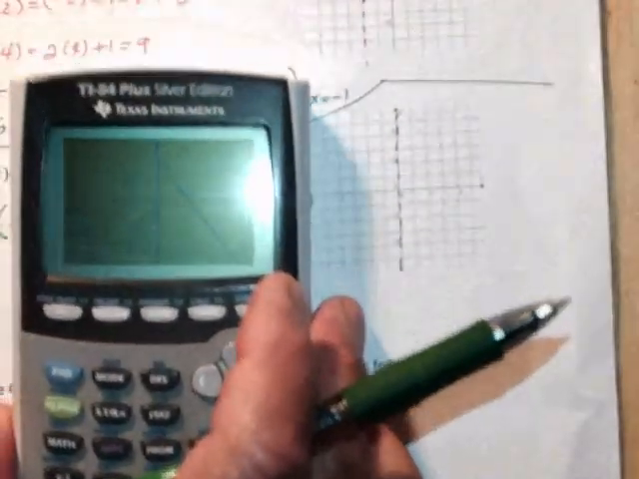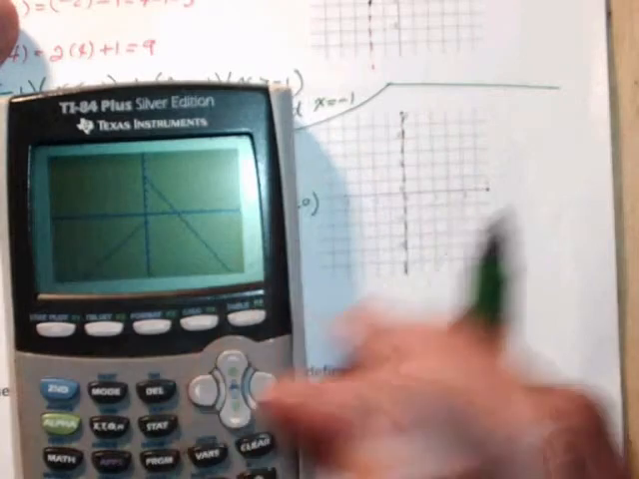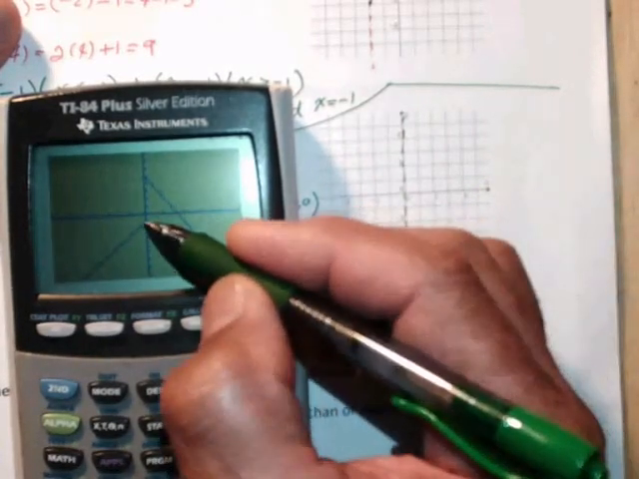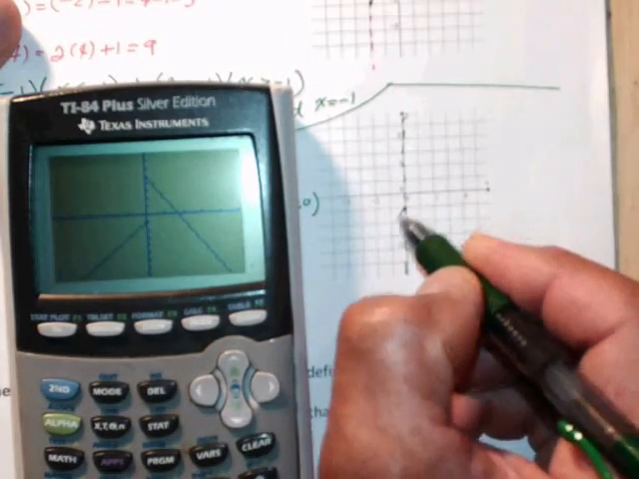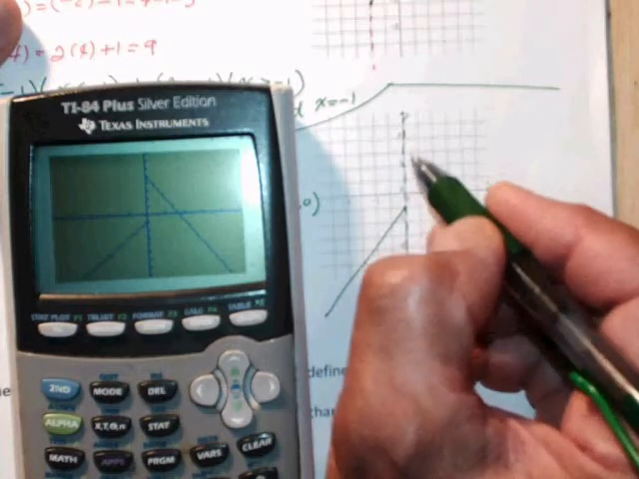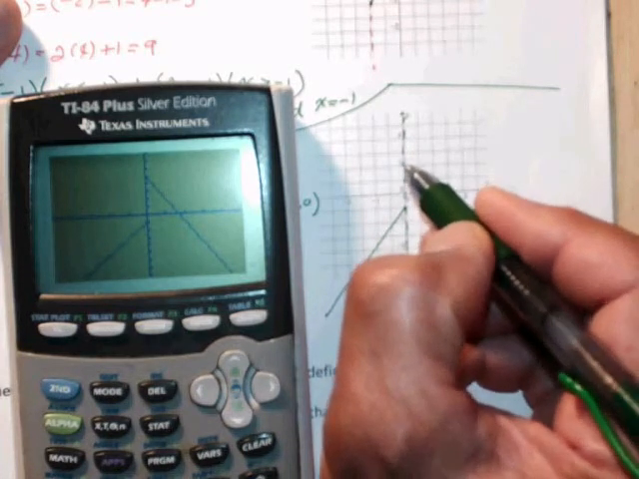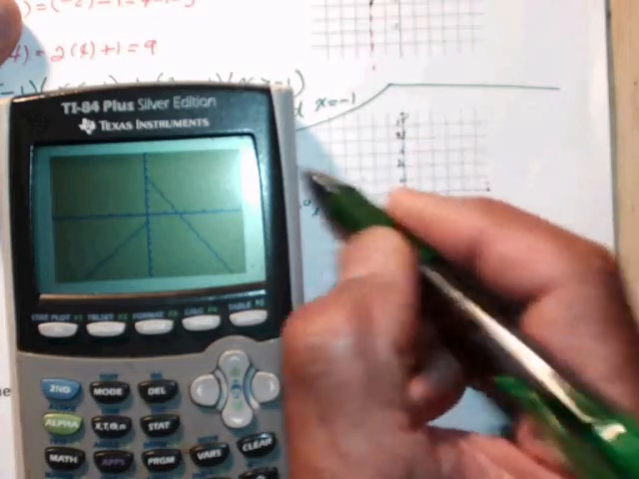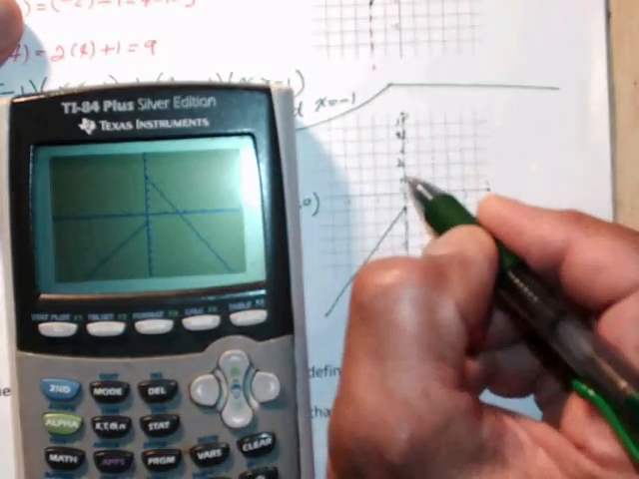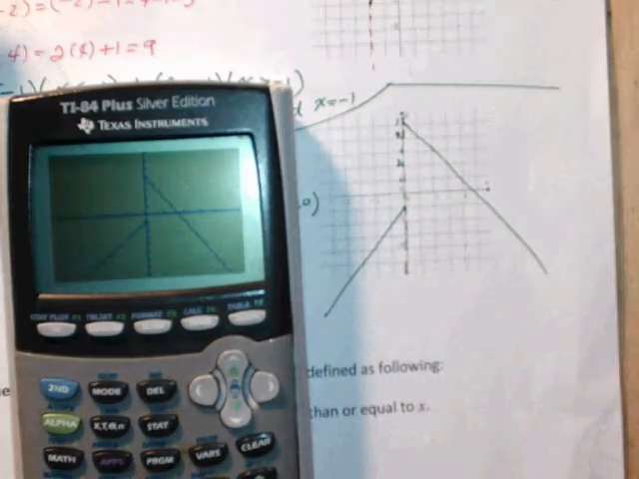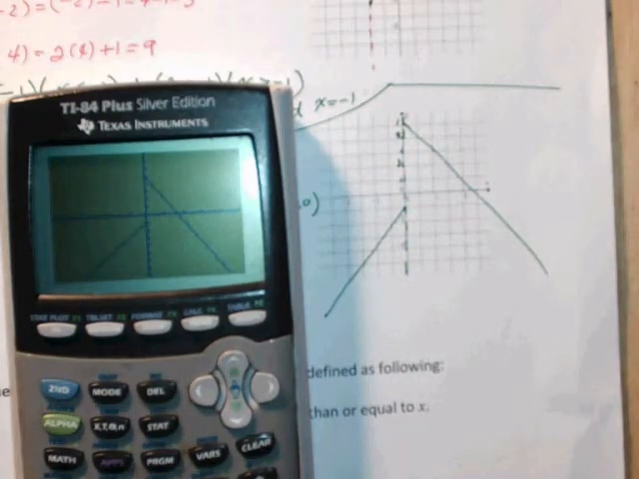So if I want to transfer this graph onto my graph paper, at -1 you go something like this, and then at 5, 1, 2, 3, 4, 5. So this is 5. So it goes like that. You see? That's good enough.